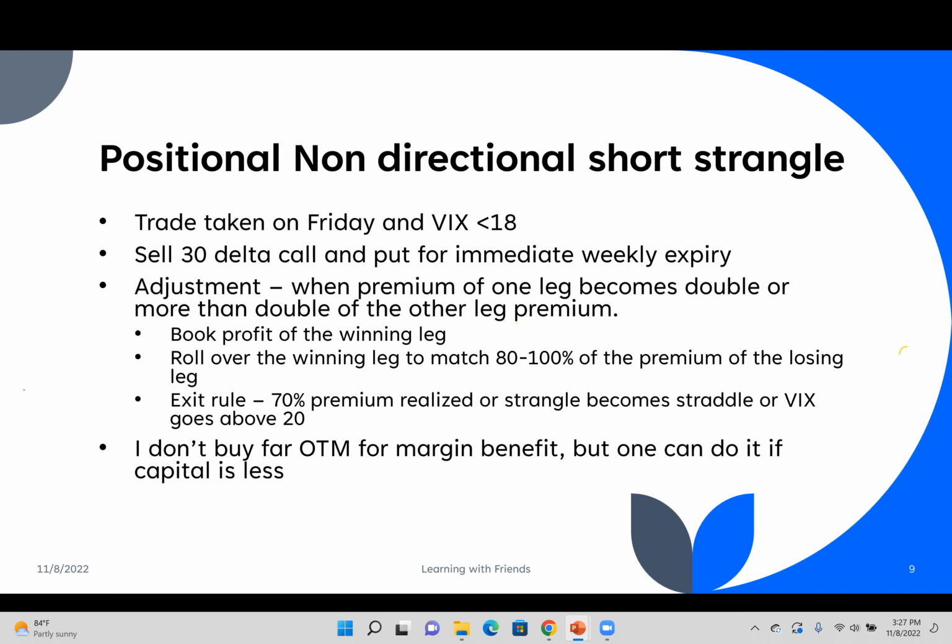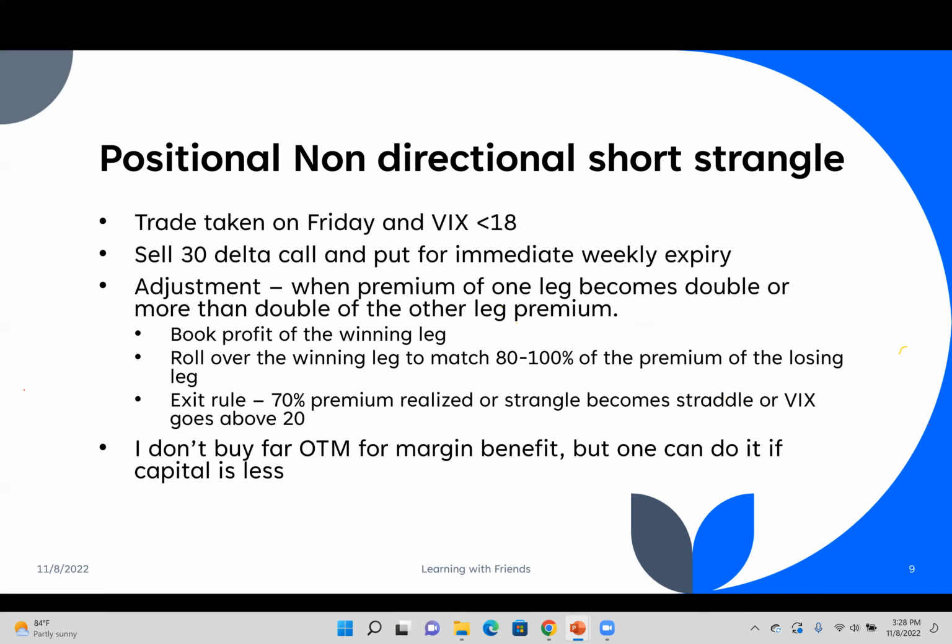Now the price is moving. You will not do anything till one of them becomes double of the other. So for example, the market starts moving up. The call premium will start going from 40 to 45, 50, 55, and the put premium will start falling from 40 to say 30, 32, 33. Let's say you hit 28 rupees on the put and 56 rupees on the call. That is when you need to apply the adjustment. So you essentially don't do anything till one premium is at least twice the other premium.